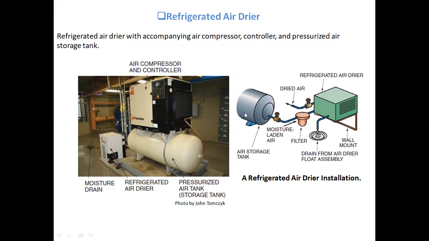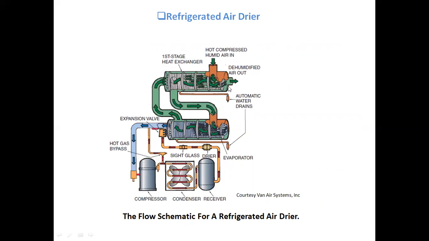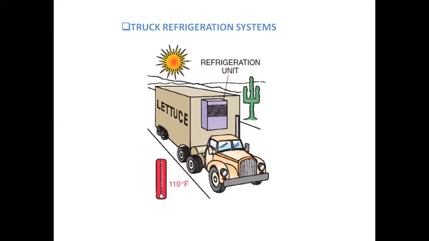So the high pressure air storage tank goes to the refrigerated air dryer, and then the moisture is removed from here. Again, the same refrigerated air dryer is shown, the refrigerated system at the bottom, and at the top you can see that hot compressed air from the receiver tank is taken to the first stage heat exchanger, then the second stage heat exchanger, and the dehumidified air is taken out from this air dryer. So the refrigerated air dryer is widely used in the industry to dehumidify the air.